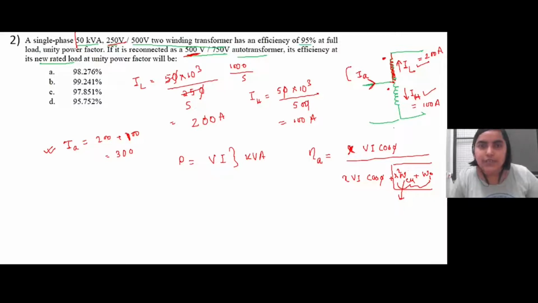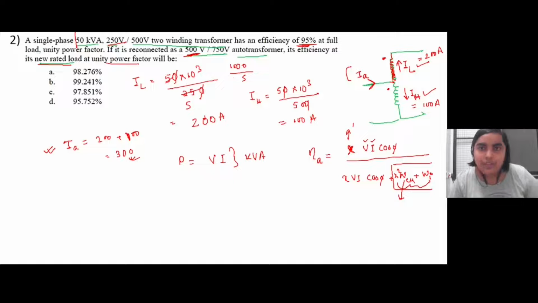Since we already have the efficiency of the previous connection of the transformer, we can calculate the loss, because the unknown quantity right now is the loss part, since we have the current, the voltage, and it is given that it is running at unity power factor. So it is given, efficiency at its new rated load. The new rated load here is 300 and it is performing at full load. So x will be equal to 1. So all we have left is this loss part.